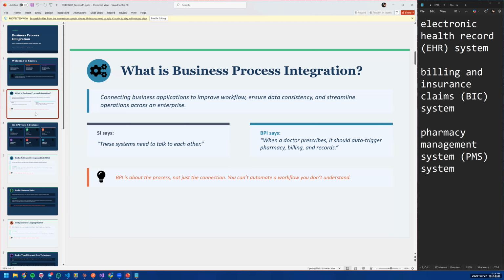So here's what I want you to do. Take a second and give me in your own words the difference between system integration and BPI, business process integration. If you need a minute, you can take a minute, but just think about the difference between the two based on how I've explained it.